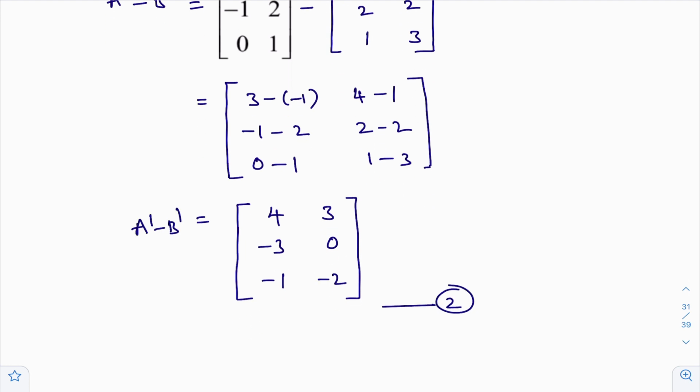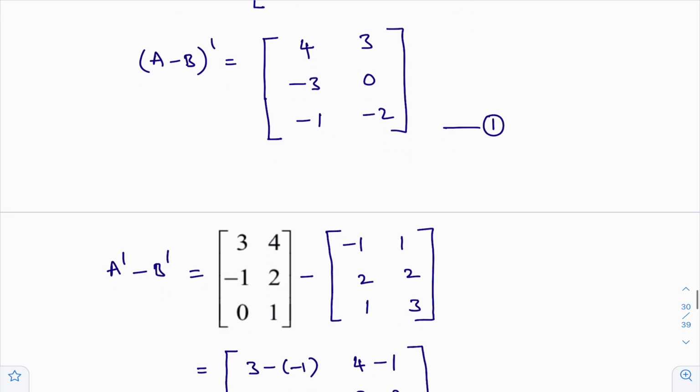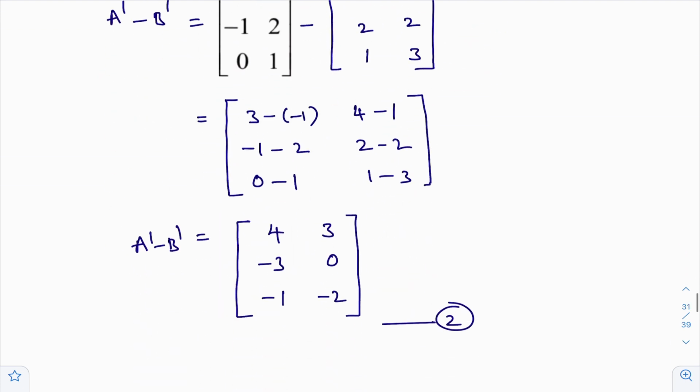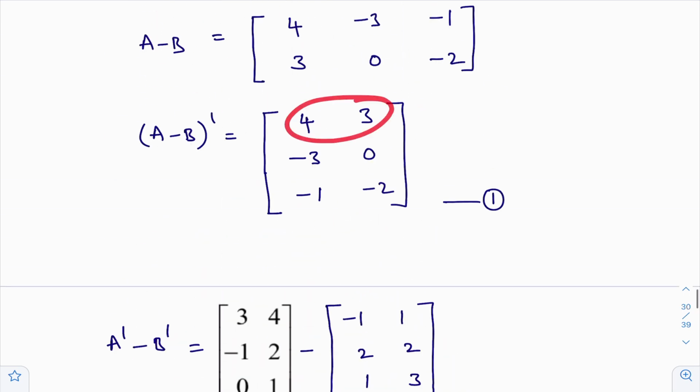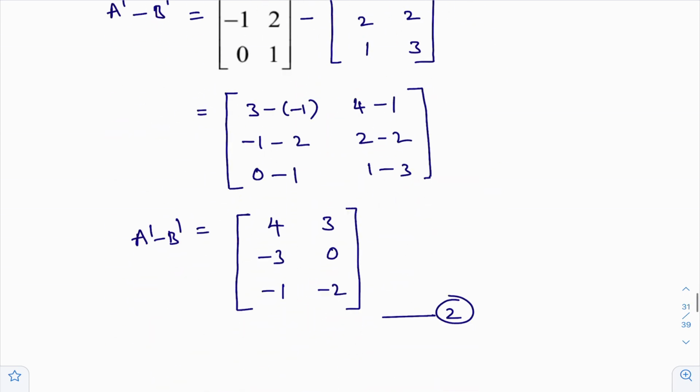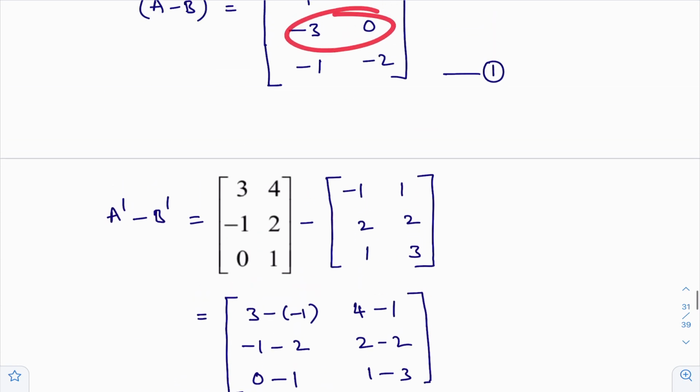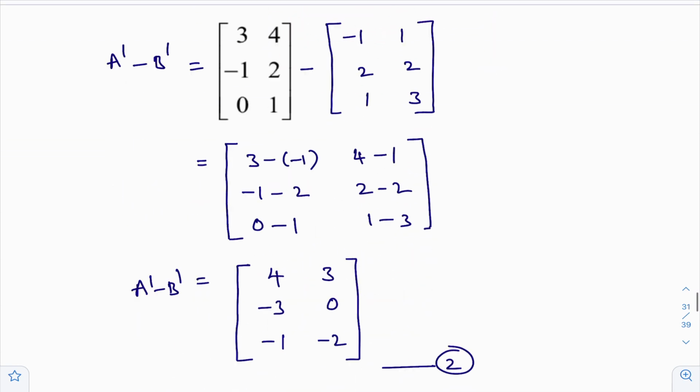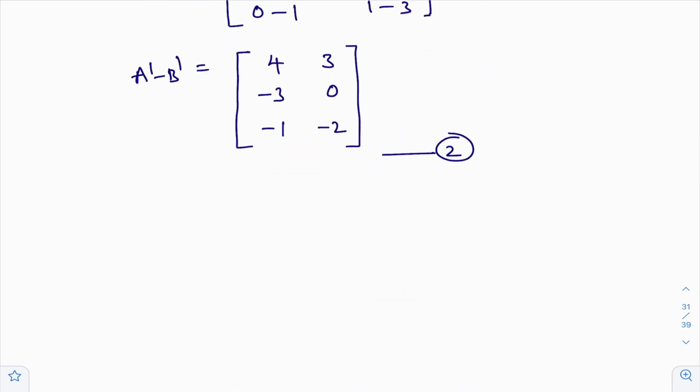I'll take it as equation 2. You observe equation 1. This is equation 1. You see this 4, 3. You observe here 4, 3. You see here minus 3, 0. Look here, minus 3, 0. Next, minus 1, minus 2. Look here, minus 1, minus 2. So what can I say here?